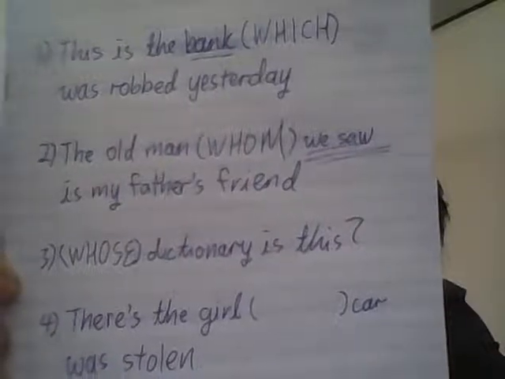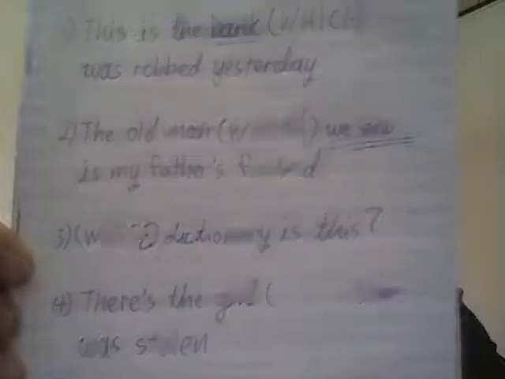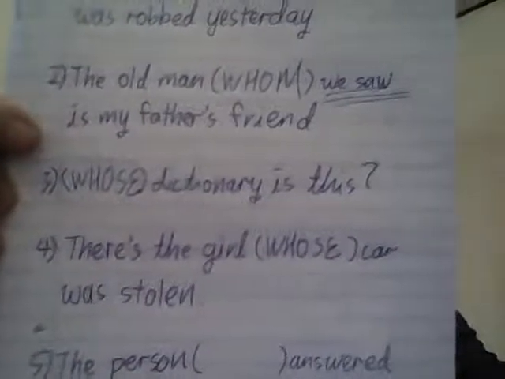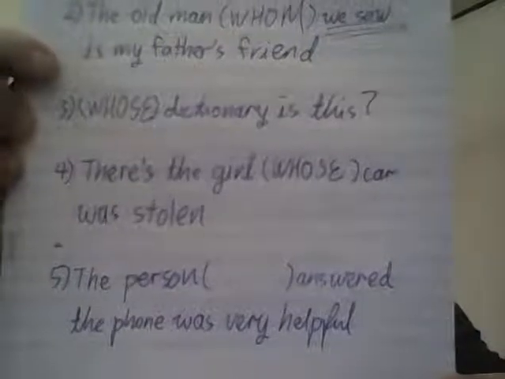That's the girl's car was stolen. The girl's car, 那个女生的车, she has something that was taken. It's just like the dictionary case. So what do we put over here? The same thing, we put the word whose. The same thing over here, we put the word whose again. Okay, no problem. Then we move to the next one.